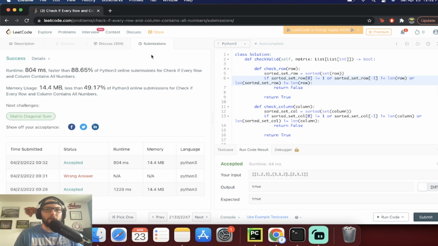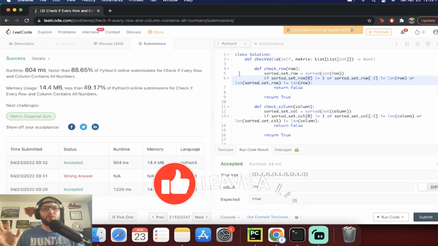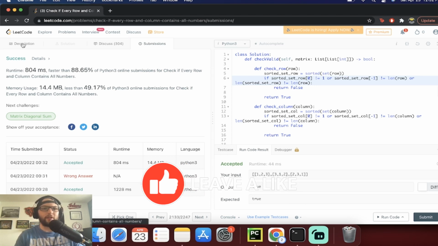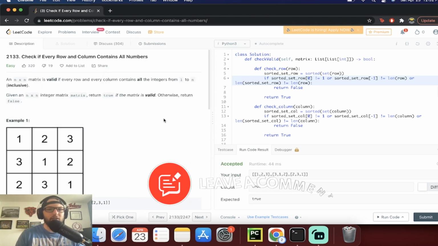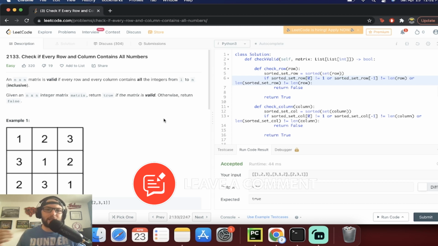So I'm going to go ahead and show you this solution before we go ahead and get into another problem. This is a really cool problem that I ended up solving last night. So basically what it says is check if every row and column contains all numbers.